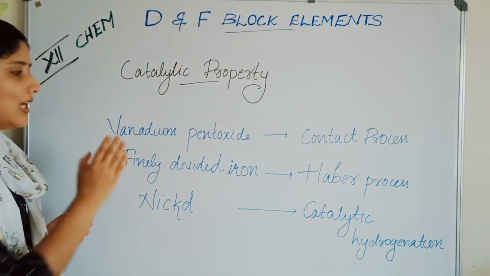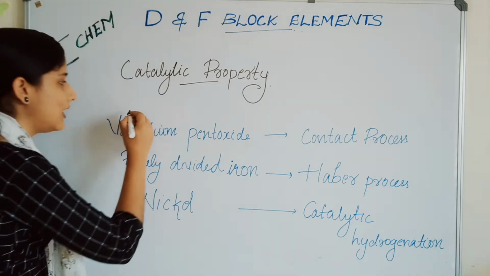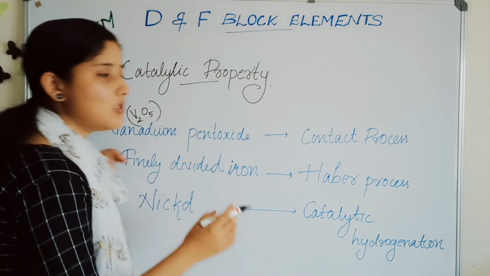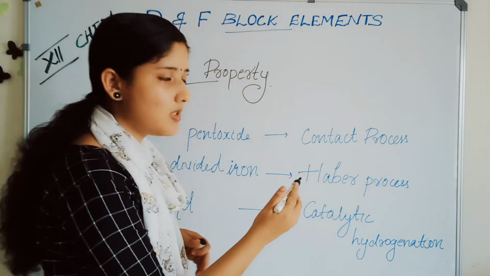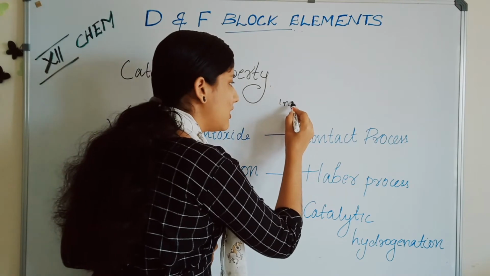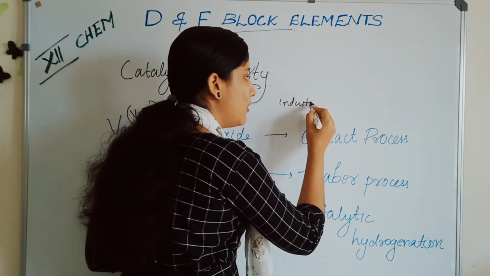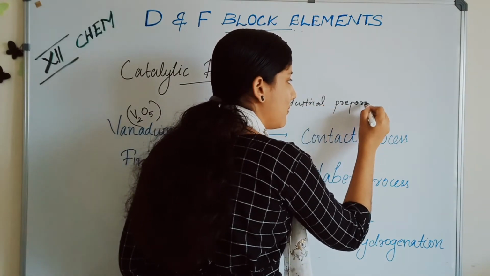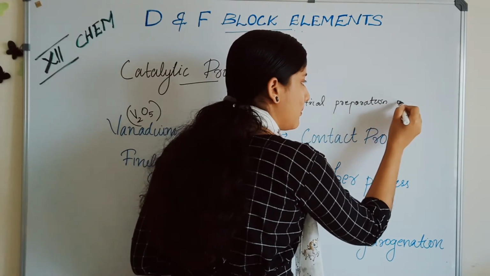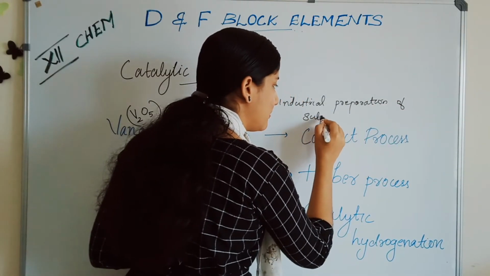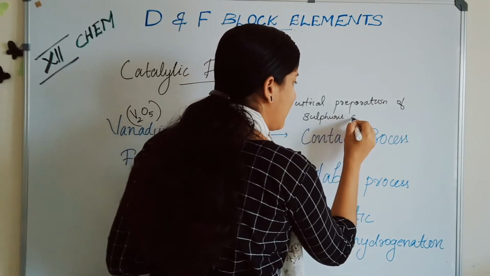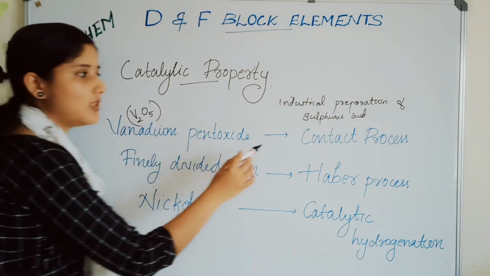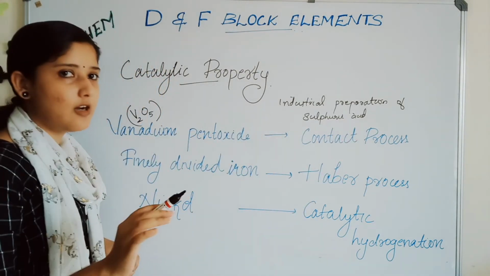Examples are vanadium pentoxide. What is vanadium pentoxide? It is V2O5. It is used in contact process. Contact process means the industrial preparation of sulfuric acid. The catalyst vanadium pentoxide is used in the contact process, that is the industrial preparation of sulfuric acid.